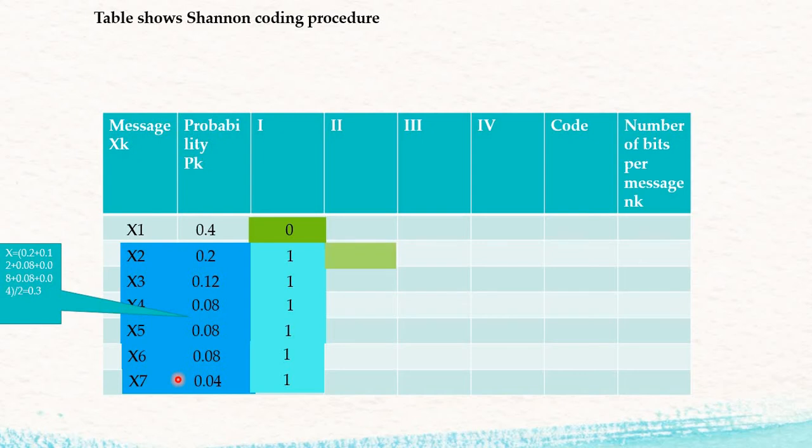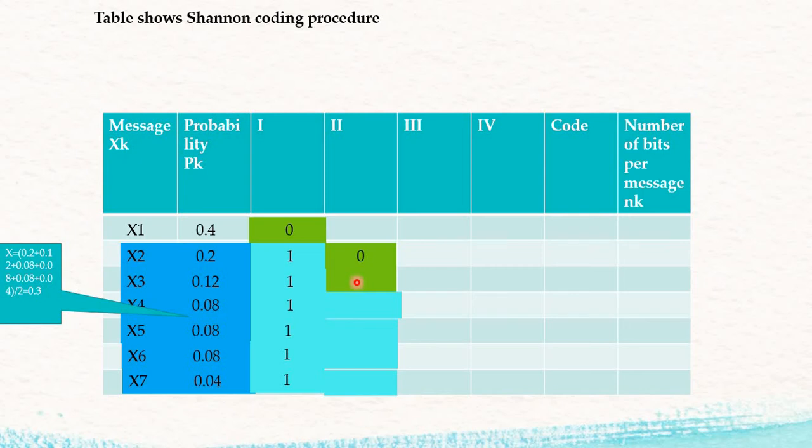For that I am considering the first two values. The addition of the first two values comes out to be 0.32. So this will form my one section, and the addition of the last values comes out to be 0.28. So this is considered as my second section. The upper section I have intentionally marked with the green color, and then my lower section.